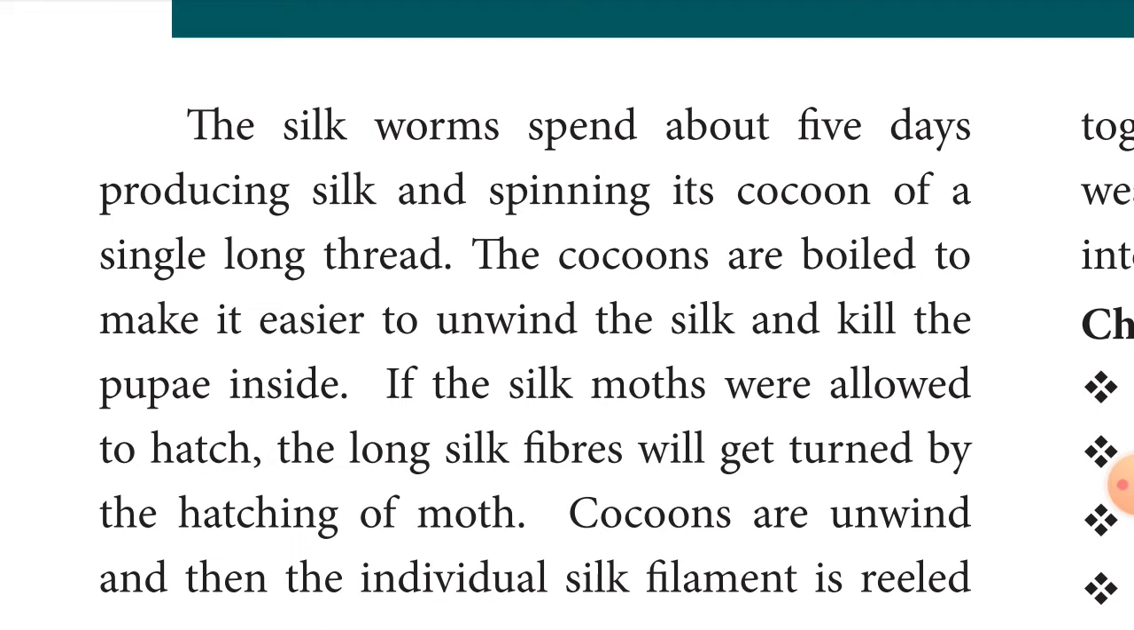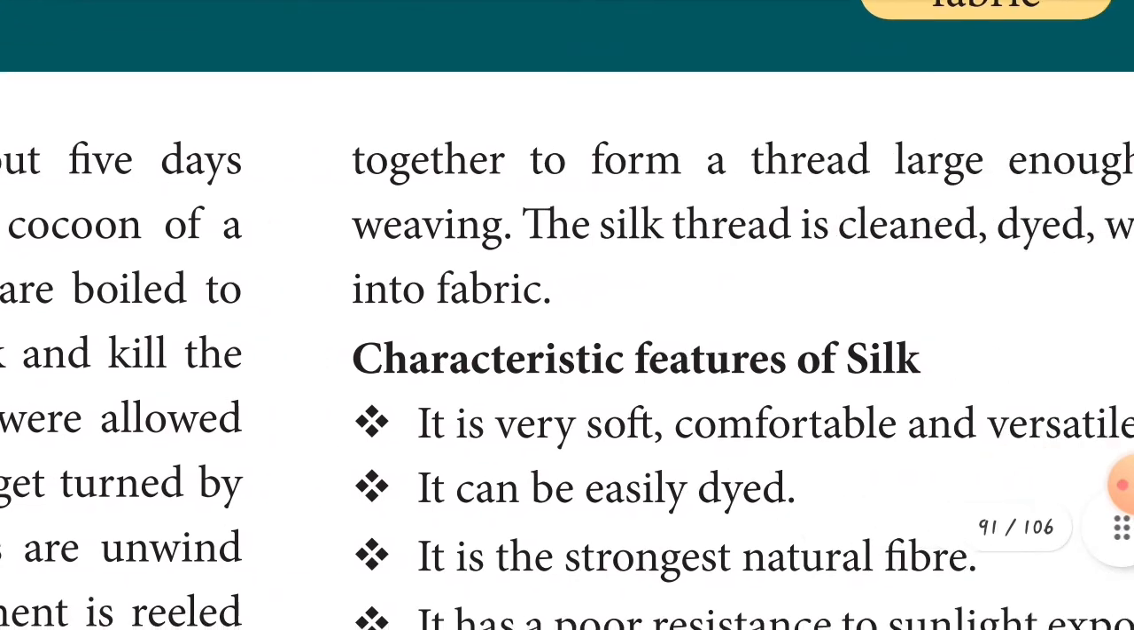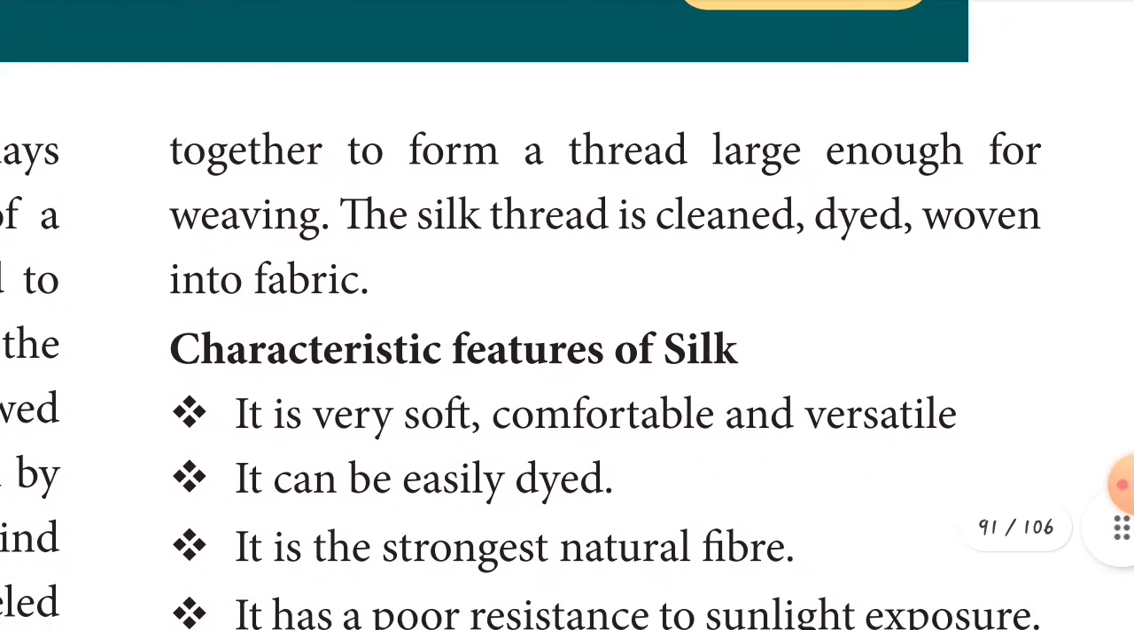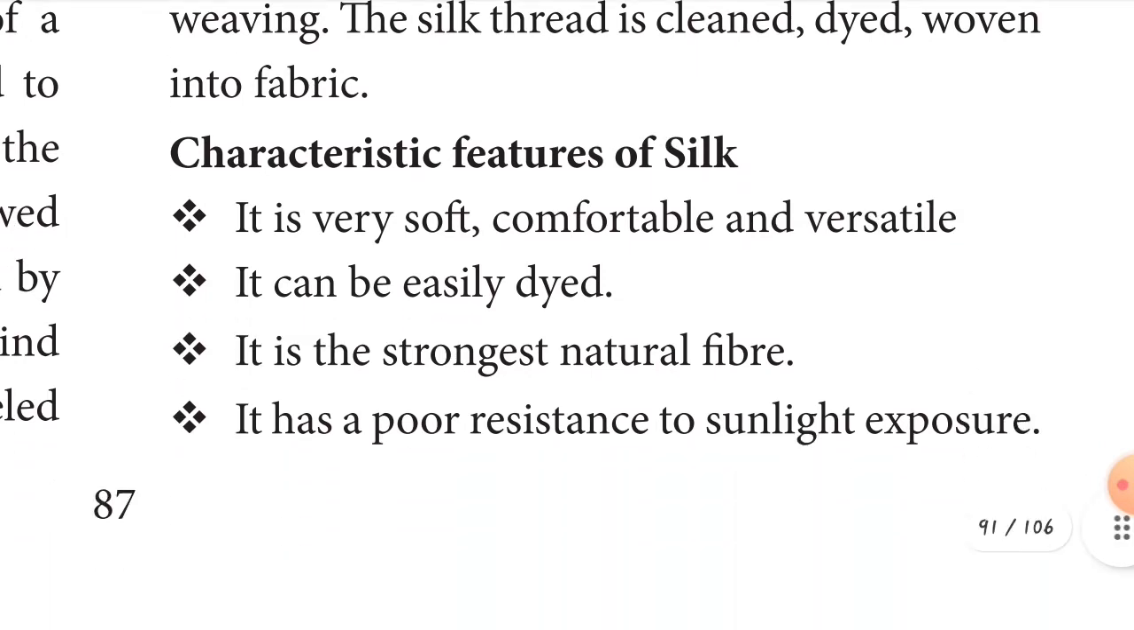It will kill the pupa inside. If the silk moth were allowed to hatch, the long silk fibers would get broken by the hatching moth. So the cocoons are unwound and the individual silk filaments are reeled together to form a thread large enough for the weaver. The silk thread is cleaned, dyed, and woven into fabrics. So see these very important characteristic features of silk, children. It's very important for 2 marks and 5 marks, children.